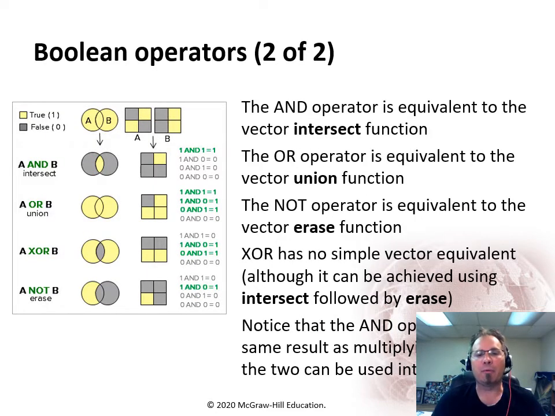Here are some more examples. Like I mentioned, the AND operator is equivalent to the intersect in vector world, and the OR is equivalent to the union. The NOT is equivalent to the erase function, which is hardly ever used. And then the XOR I've never used in my life, but there might be a reason to use it at some point.